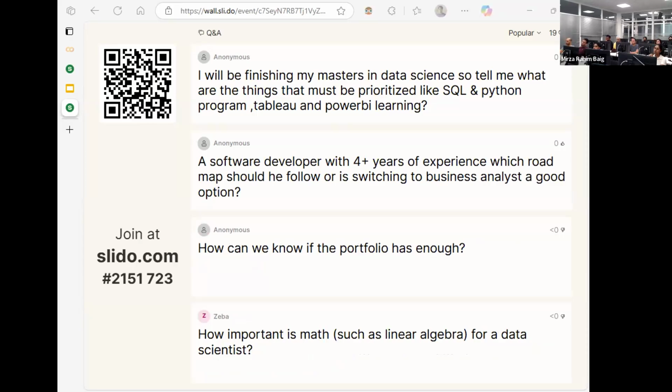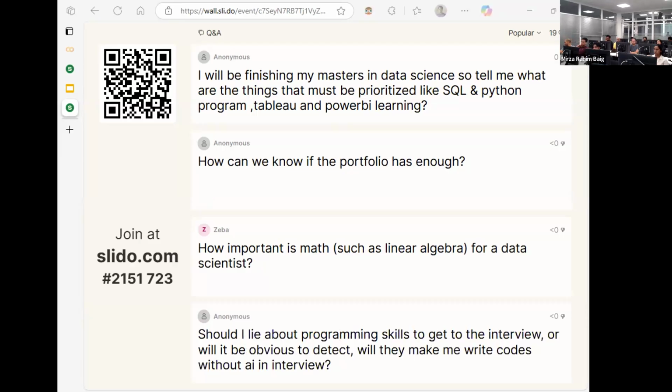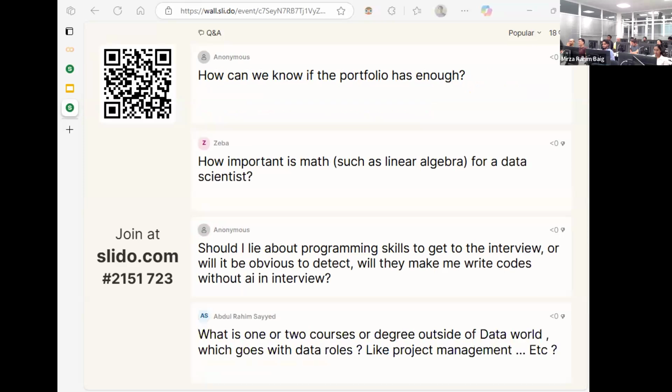This goes back to the slide I had earlier. It depends on what role you want to go into. But regardless of the role, SQL is essential. A bit of Python is also important. So yeah, please do those. And one of the visualization tools is also fine, I would say. Just general. How do we know if the portfolio has enough? You never know, honestly.